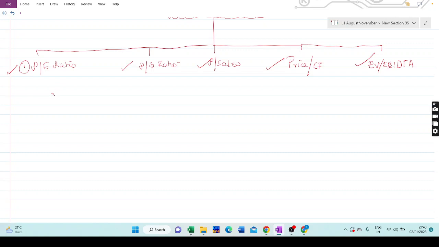Now, the PE ratio is one of the most widely used valuation multiples used by investors across the globe. And how do you calculate the PE ratio? The PE ratio is calculated by dividing the share price by EPS. You calculate the PE ratio by dividing the price of the stock by its EPS.